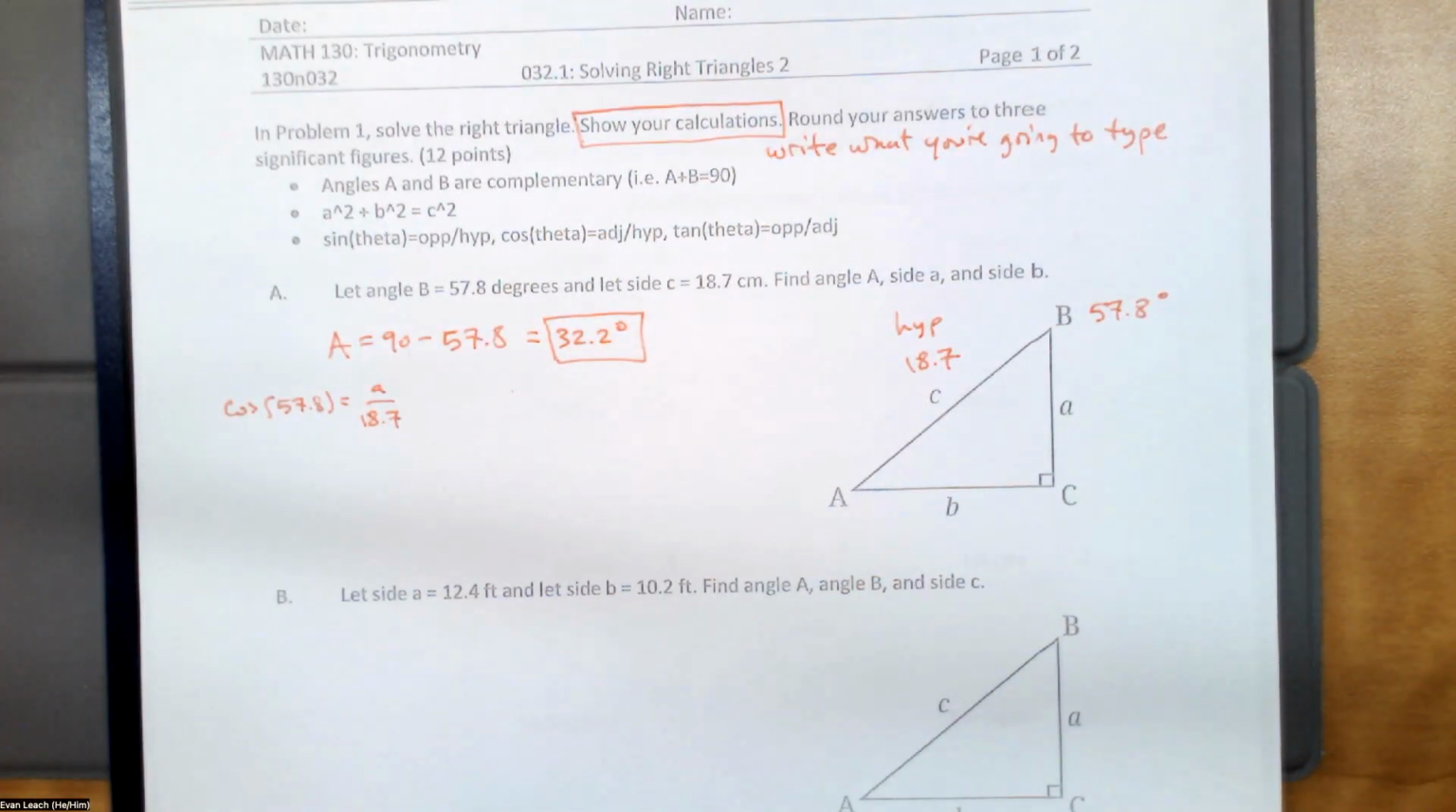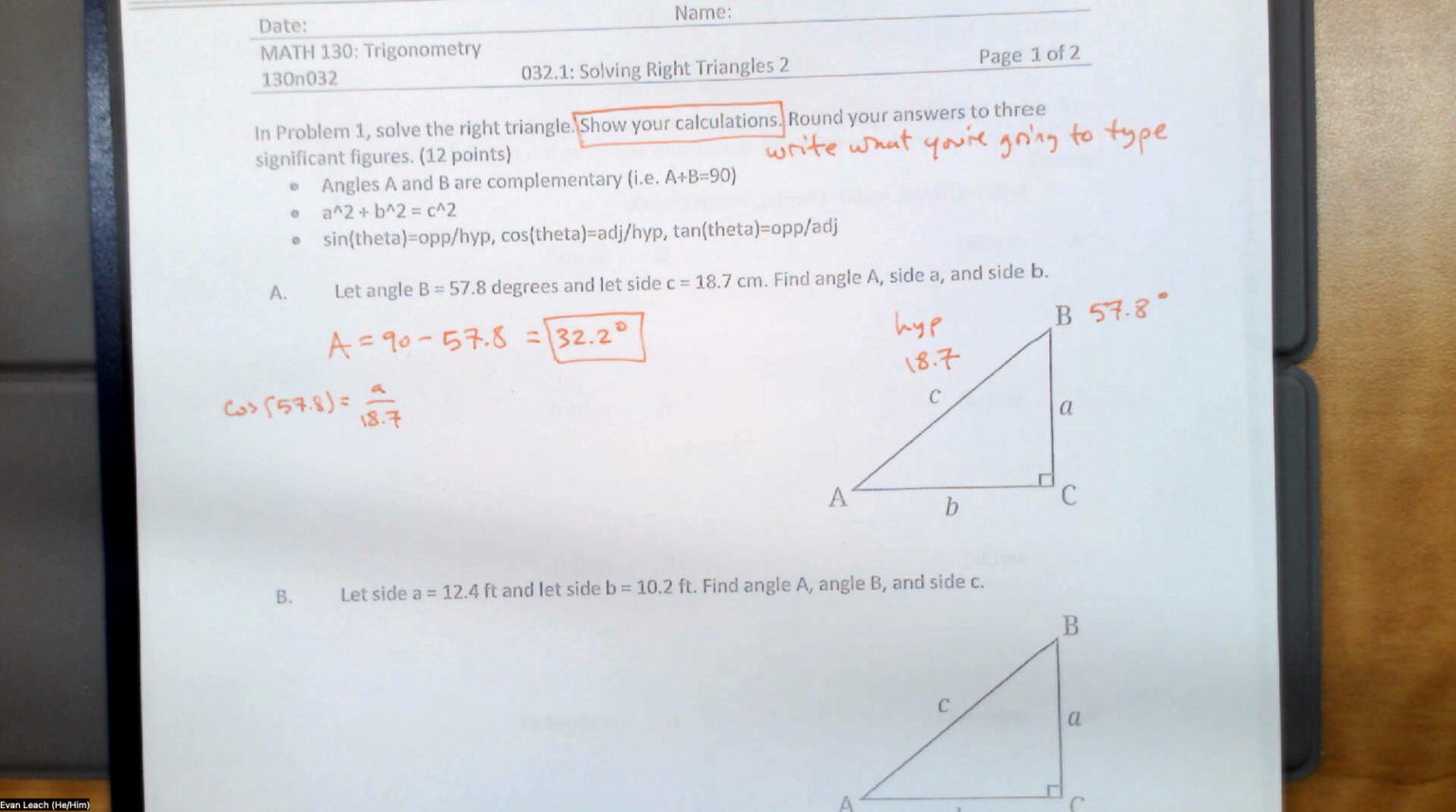Here's the tricky part. This is not the only thing that we could use to find A. It's just the first thing that occurred to me because those are the two pieces of given information. So here's the other tricky part. We don't necessarily have to write this down. I said write down what you're going to type.